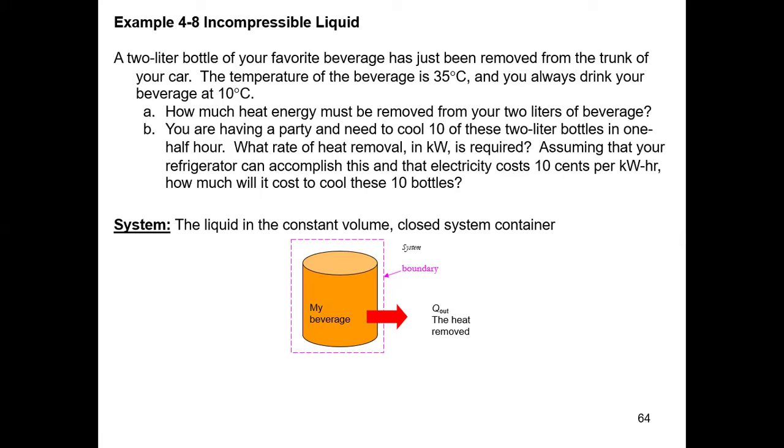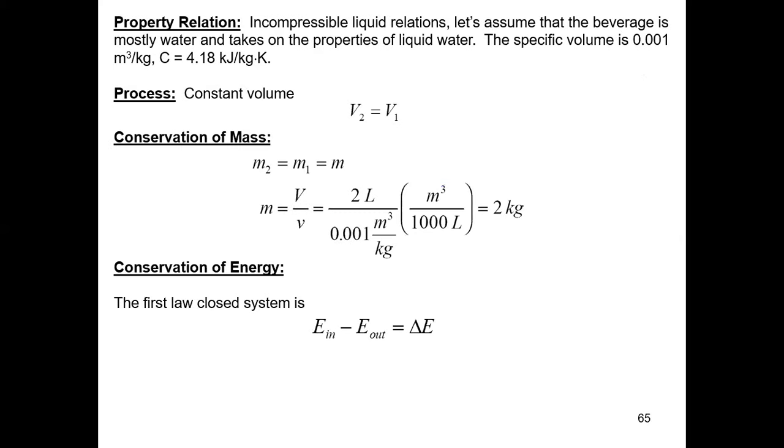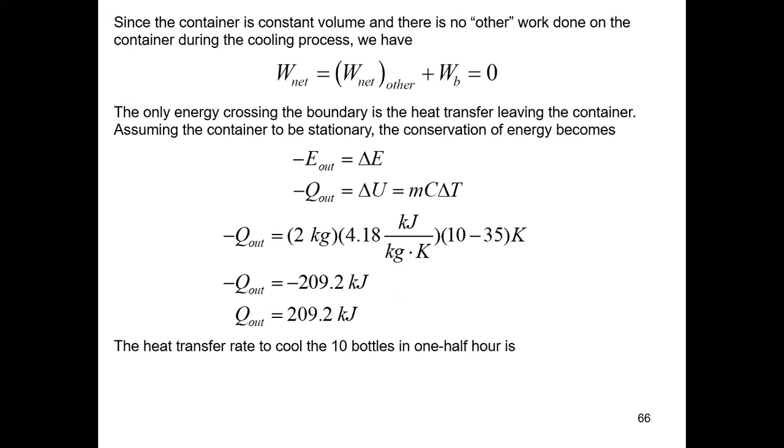The liquid is in a constant volume closed system container. Okay. So Q net is the heat removed. The process is constant volume, V2 is equal to V1. Conservation of mass, because mass remains constant. So mass is total volume divided by specific volume, which we use in conservation of energy for a closed system. Okay. And net work is W net other plus W boundary. The only energy crossing the boundary is the heat transfer leaving the container, assuming the container to be stationary.